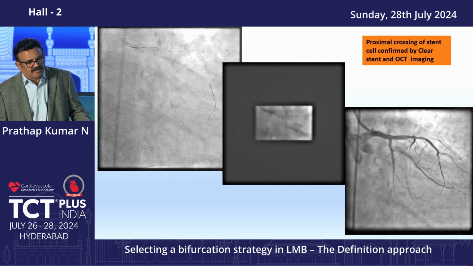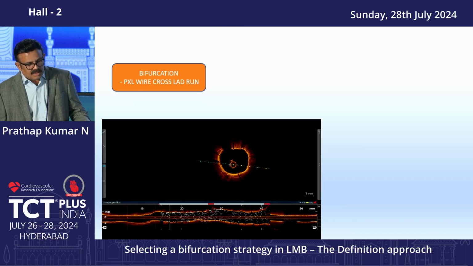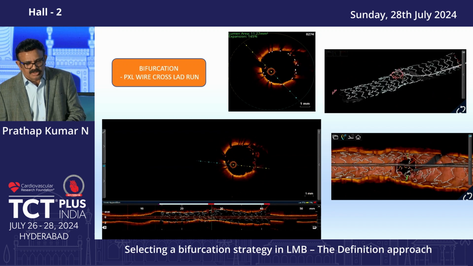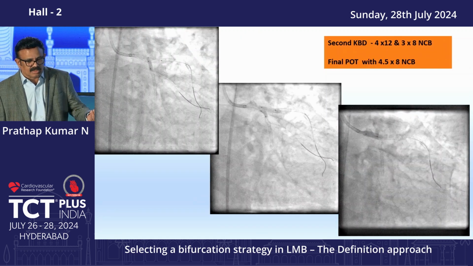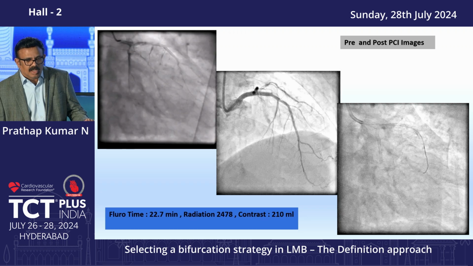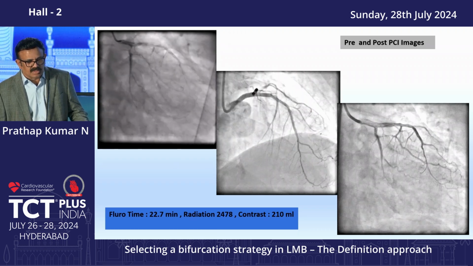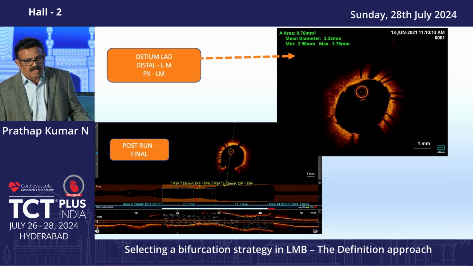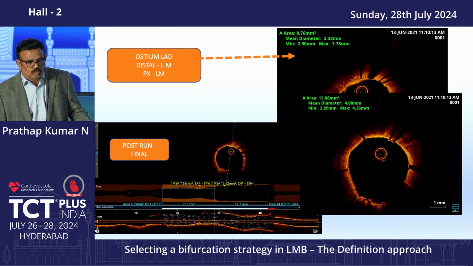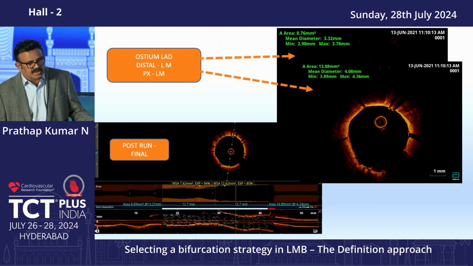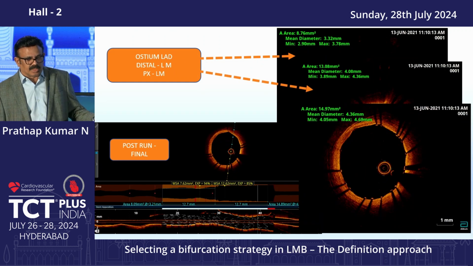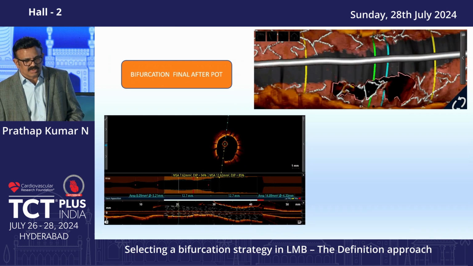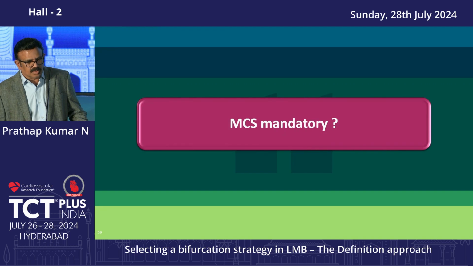Proximal crossing could be identified by the imaging. You can see that proximal crossing was identified by the imaging. Then we did a second KBD, final part, and pre and post images produced a result like this. In the final run, we got an ostium of LAD becoming 8.76 from 2, 13.08 distal LM, and proximal is 14.97. We did not stop there, and bifurcation final, this was the bifurcation angle. We saw the ostium is very good.